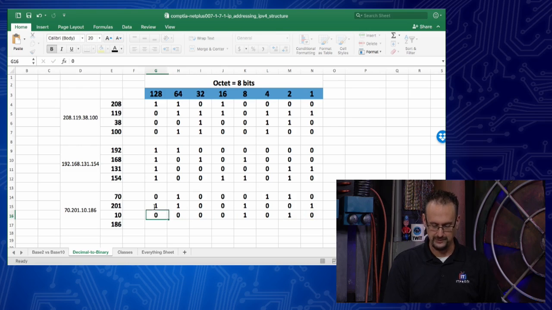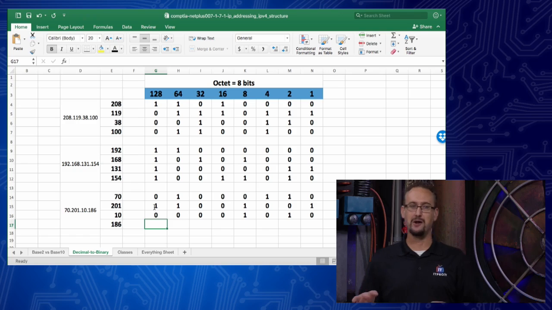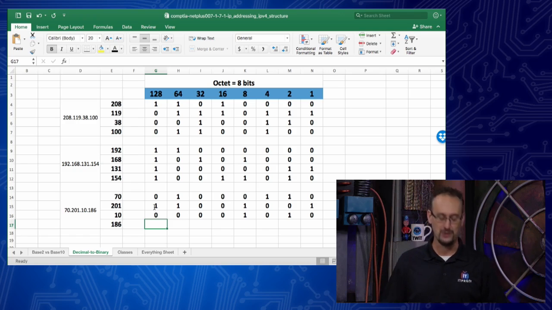All right, we've come to almost the end of the road here on our decimal to binary conversion. Let's do the last octet here. All right, so we got 186 here. Now, you're going to have to help me out on this one, Ronnie.